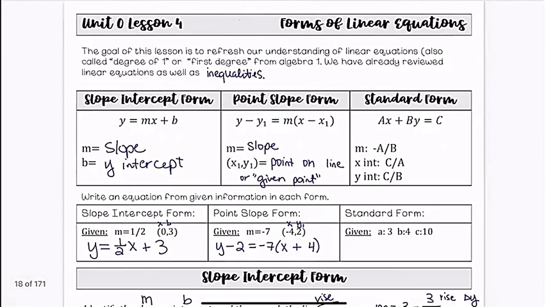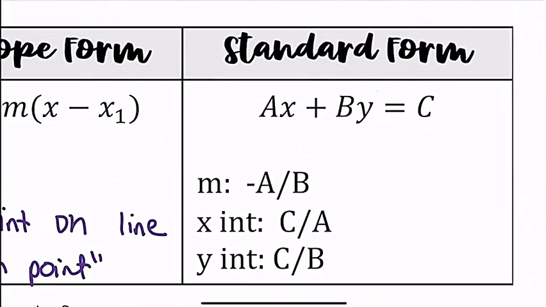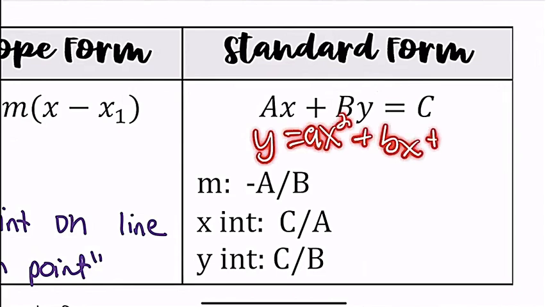Okay, let's go back to the other page and attack our last form. This is the one you're going to use the most. Standard form is ax plus by equals c. This might feel familiar because the last time you had a lot of equation talk, don't write this down, you were talking a lot about this.